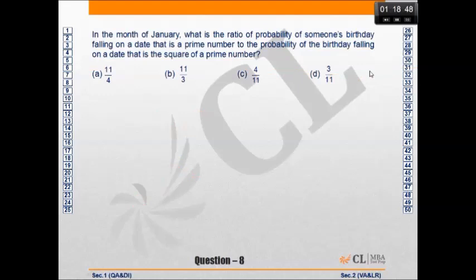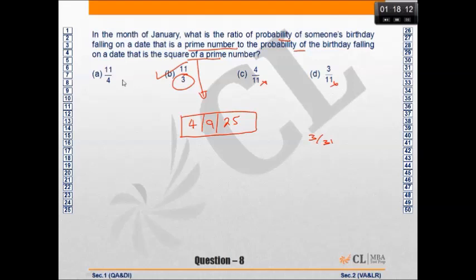In the month of January, what is the ratio of the probability of someone's birthday falling on a date that is a prime number to the probability of a birthday falling on a date that is the square of a prime number? Squares of primes would be 2 square is 4, 3 square is 9, 5 square is 25. So there are only 3 dates, so 3/31 should be the denominator. My denominator should contain 3. The answer should be choice B.